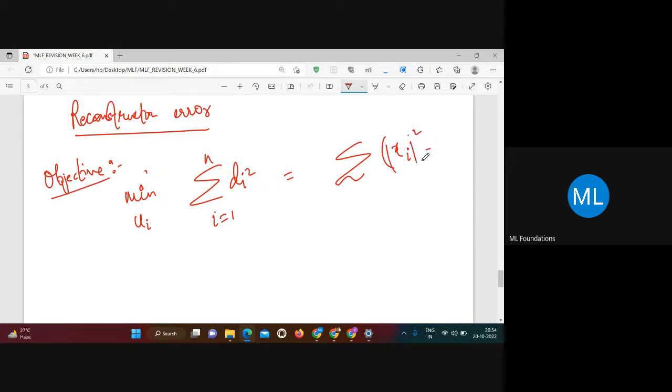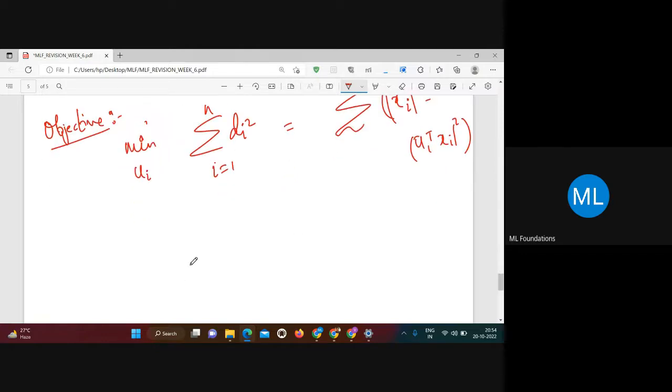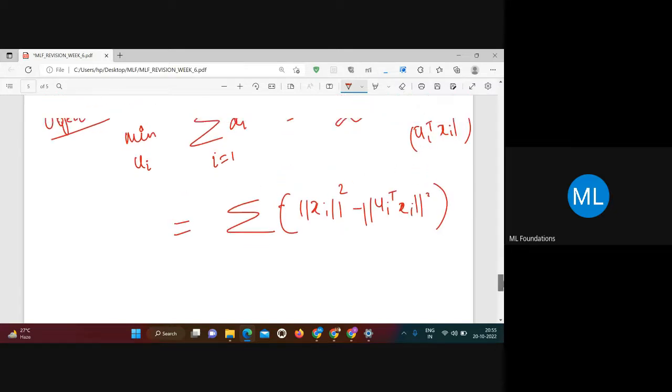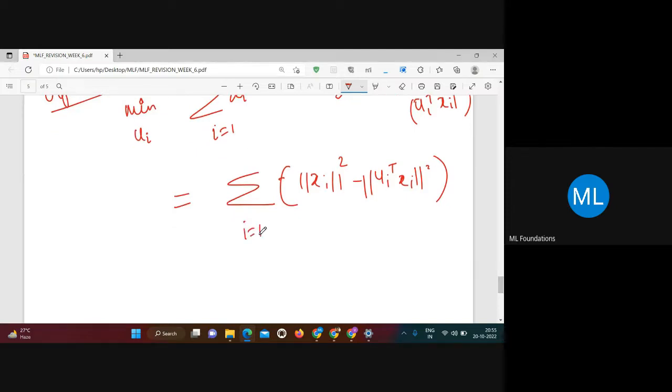Xi square minus what is the projected value? The projected value is (ui transpose xi) whole square. Right, so this is what we are doing. Our optimization problem becomes the summation over all these points of the distance, xi whole square minus (ui transpose xi) whole square, for i from 1 to n. This distance I need to minimize, and this is the reconstruction error. While minimizing this, I need to find this one direction, ui.